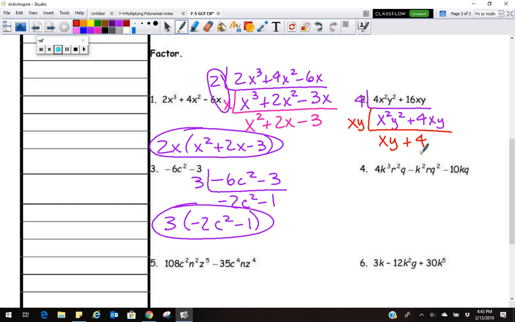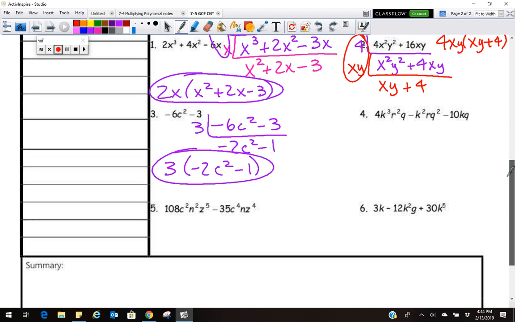So that answer would be, remember you multiply this over here, 4xy times xy plus 4. A lot of x's and y's and 4's there. If you multiply this answer back together, you should get what you started with. You undo the factoring by doing distributive property.